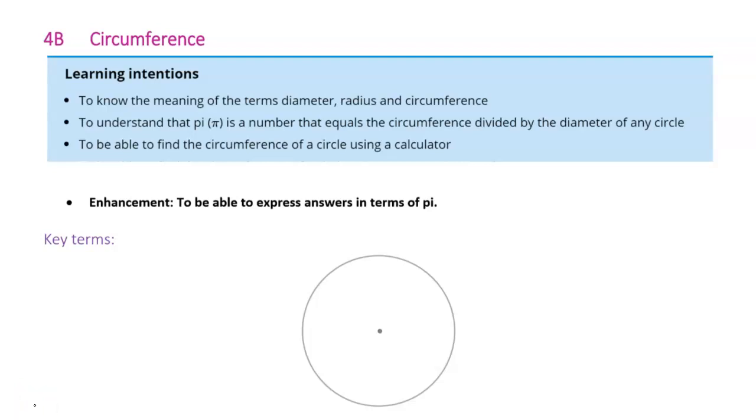Welcome everyone. Today's lesson is going to be about circumference, so please make a heading of that in your notes. You can also note down our learning intentions, and we're going to be revisiting them a bit later. Let's talk about some key terms to do with circles.